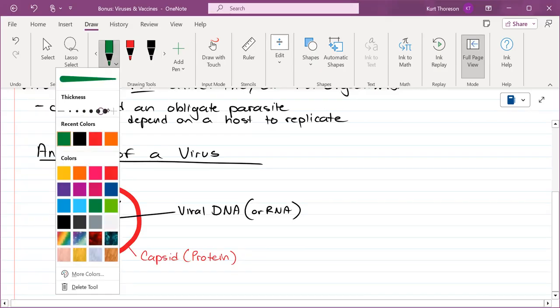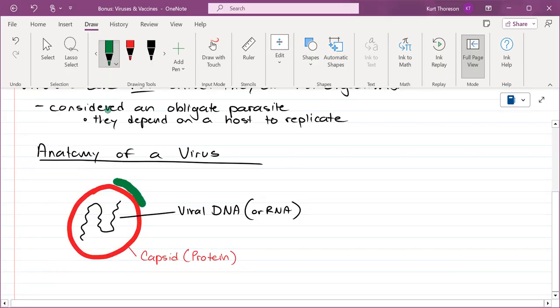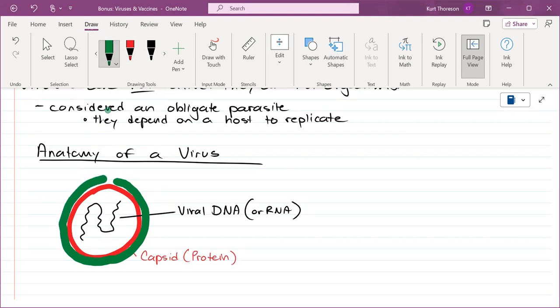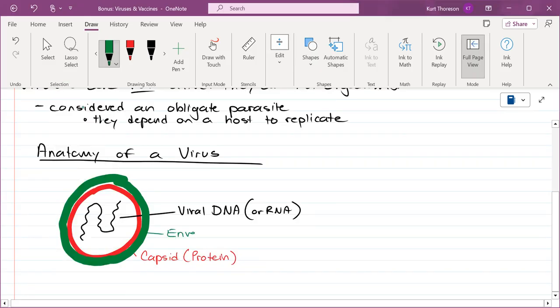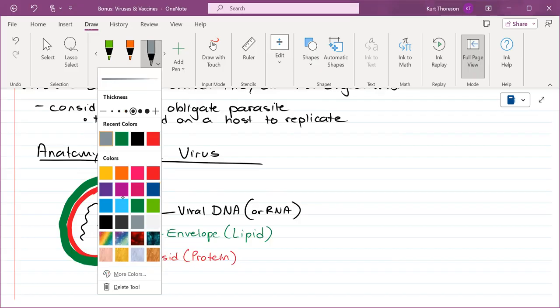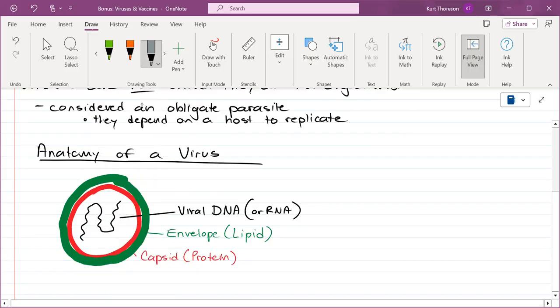Outside the capsid is an envelope. And this envelope is made of lipid, the same stuff as your plasma membrane. And then on the surface of the envelope are little spikes, protein spikes.